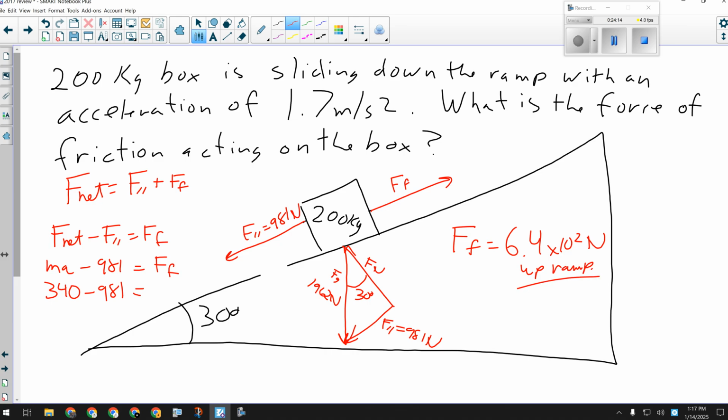How important is that vector? Depends whether you want 5 out of 5 or not. If you only want 4 out of 5, don't write up the ramp. It's a vector quantity, so it should have a vector on it. Ringing a bell? These are a lot of the things that we did in Unit 2.